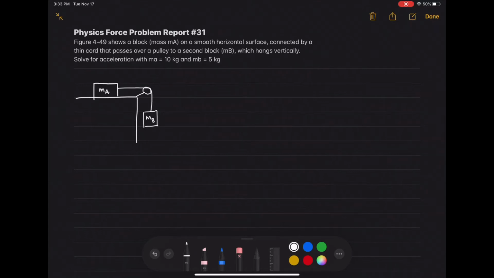We will be looking at problem number 31, which shows a pulley system where block A rests on a horizontal surface and block B hangs vertically. First, we will write the givens, which are that the mass of A is 10 kilograms and the mass of B is 5 kilograms.